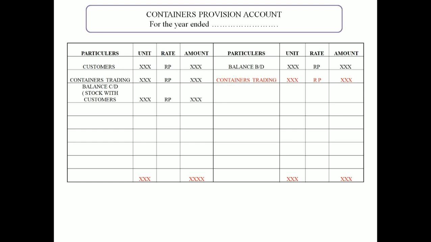So you are preparing these two accounts, based on which you have to determine the amount of containers that you are assessing, the profit and loss of a particular time period, and the stock with the customers. Let us see an example. I will show an example.